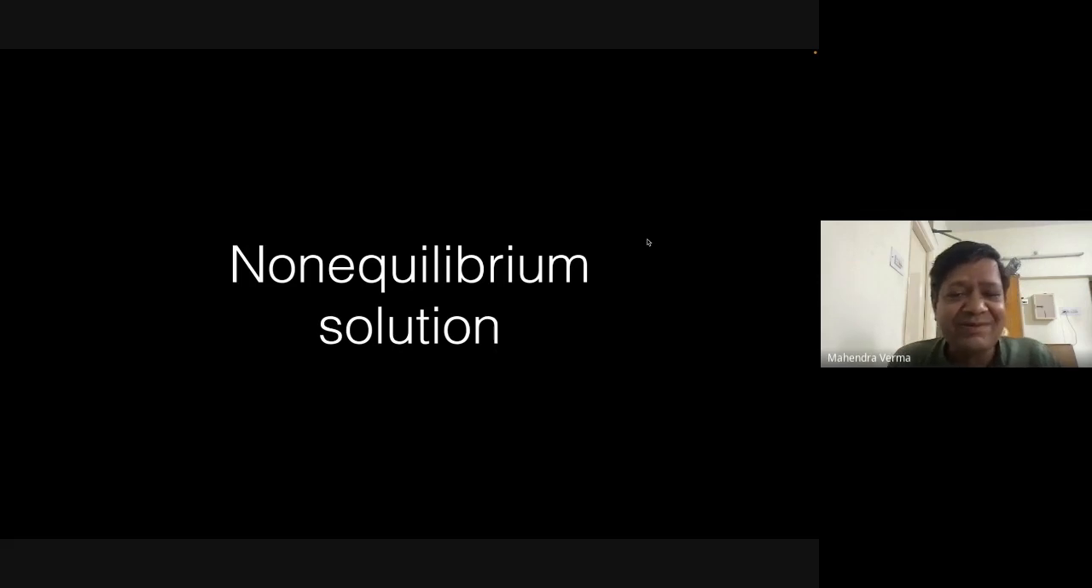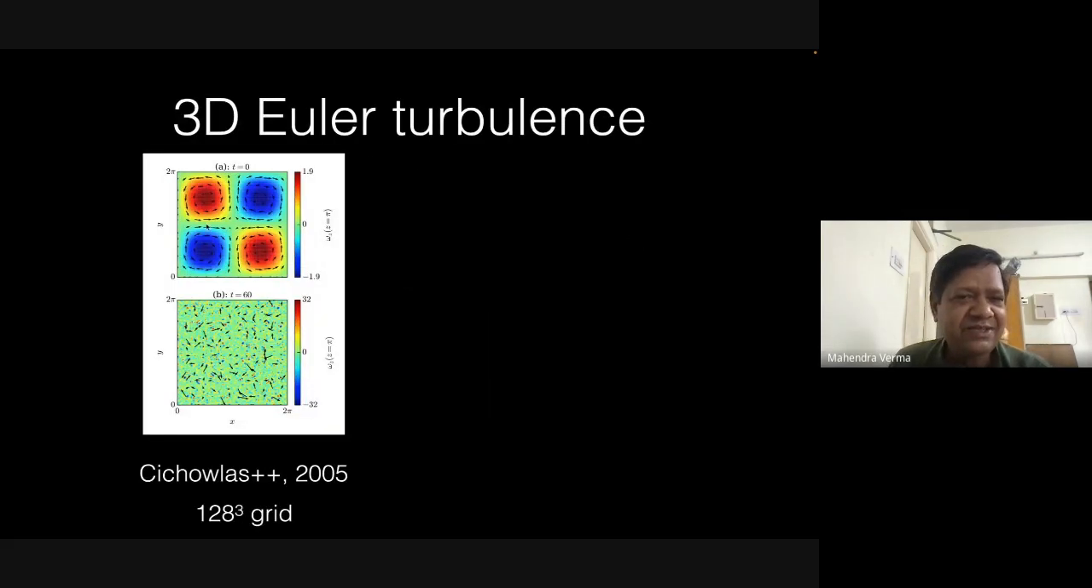Now let's look at a non-equilibrium solution. This is interesting. Instead of starting with the random initial condition, we start with a vortex initial condition. This is not 3D, this is only a cut. We have a 3D box, but I make a horizontal cut. These are vorticity, the color coding. You can see that there are 4 vortices, 2 cyclones and 2 anticyclones. This is the t equal to 0 initial condition.